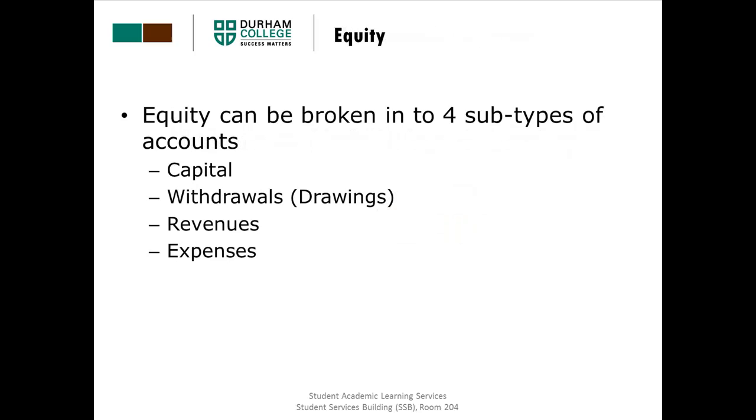Before we continue exploring the accounting equation, it's very helpful to talk about equity in more detail. The term equity does not describe a single type of thing. It is actually a combination of 4 different things. Equity is a combination of the following account types: capital, withdrawals, revenues, and expenses.